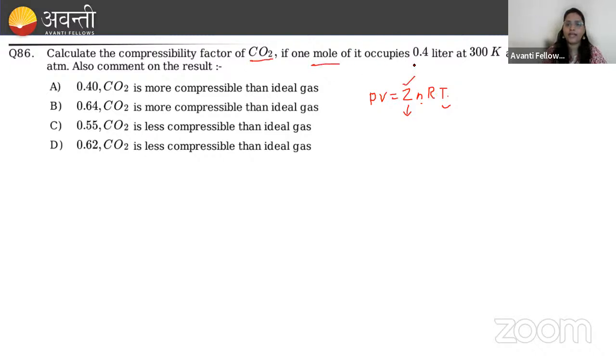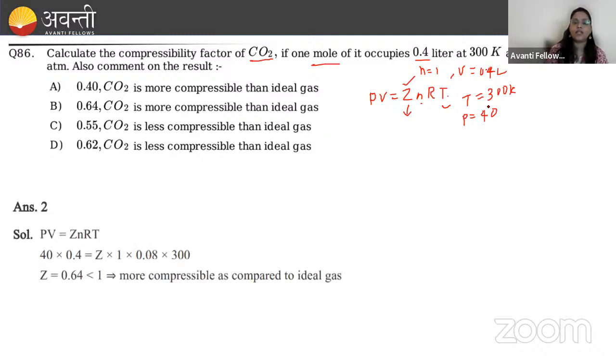1 mole, n is given, occupies 0.4 liter, volume is given, 0.4 liter. Then temperature is given as 300 Kelvin and 40 atm, so pressure is also given, 40 atm. Just put all these values here and you will know the compressibility factor. So let's calculate this. PV is equal to ZnRT. You can see here Z value is how much? When you calculate, it is equal to 0.64.